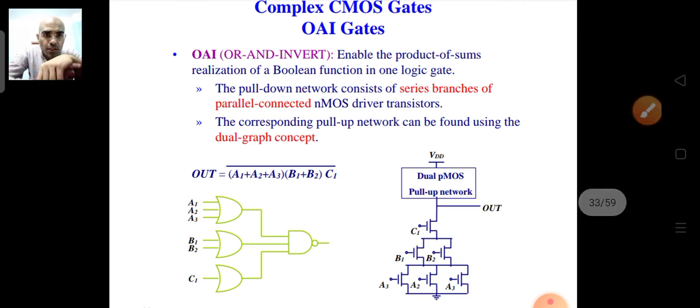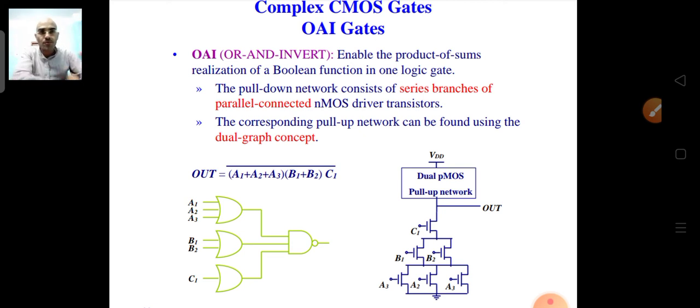So this is another function which we have tried here. The function is (A1 plus A2 plus A3) dot (B1 plus B2) dot C1, with a complete bar over it. This is important: whatever Boolean expression you have, it should be complemented, with a bar over the whole thing. If you don't have a complete bar over it, you have to get it by some means. Only then can you use the CMOS circuitry method we have discussed to realize it. Otherwise, it will be difficult to realize it with the help of CMOS inverters.